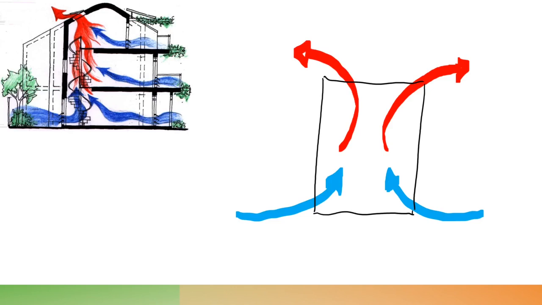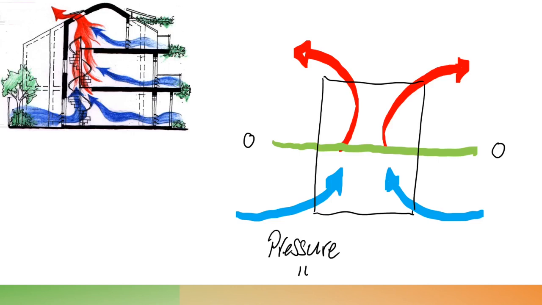So this is stack effect, and now the point I need to highlight here, I'm going to use a green, is that in the very middle of the building, the pressure should be 0. So it all works on pressure. This is all, shall we say, pressure in, pressure out. And we need to get a fine balance here.